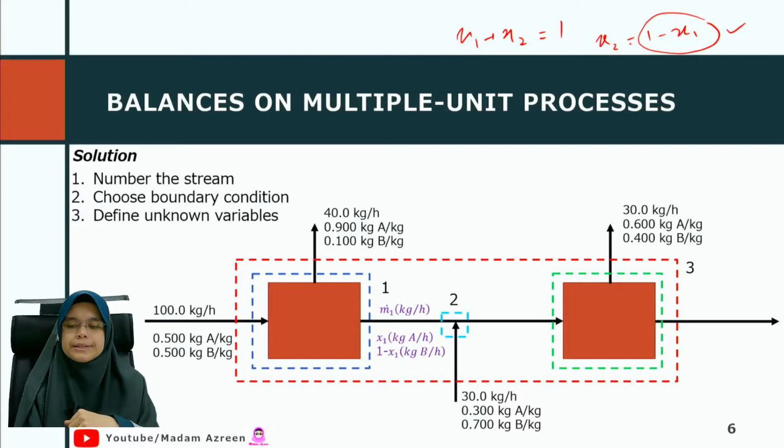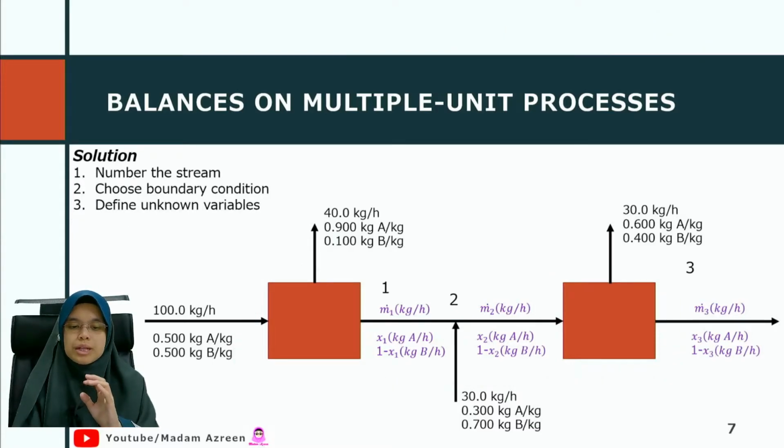Okay, and then you have to rename all the streams that you don't know the value of mesh and composition, just name it. So after you name all of it, we go to the next step, which is to do a degree of freedom analysis. Degree of freedom analysis is based on the boundary.